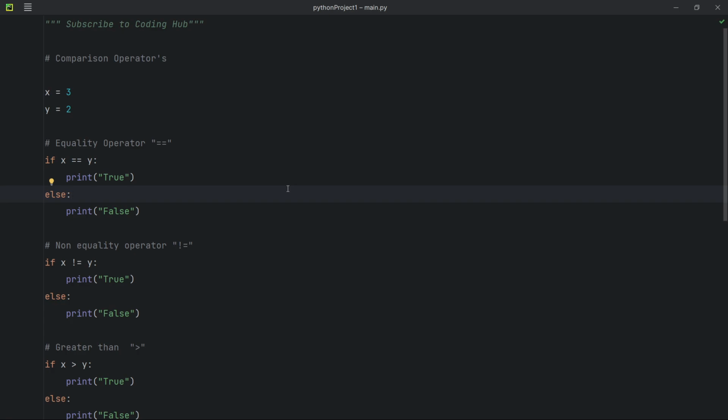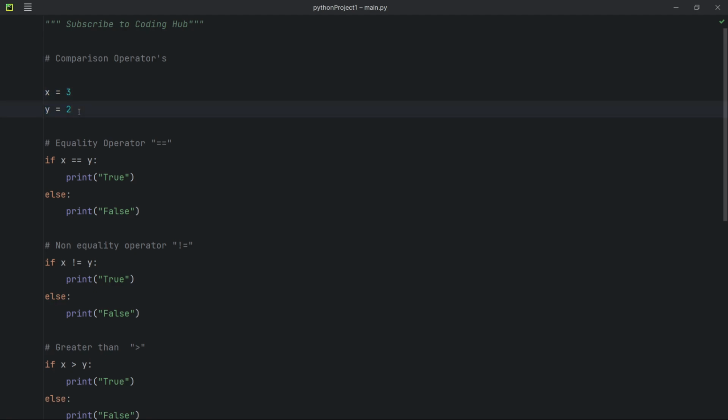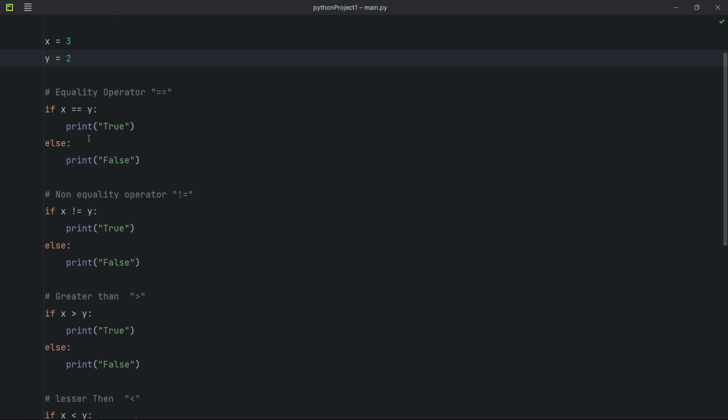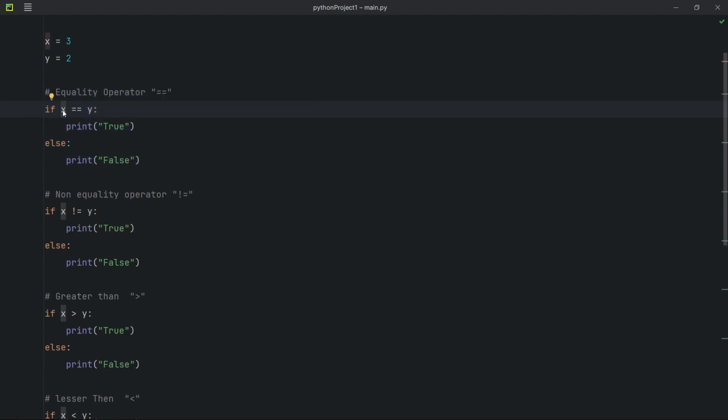So the motive of today's video is to understand the basic comparison operators in Python. For that we have considered two samples, x and y. Now x has been initialized with 3 and y has been initialized with 2. Now let us jump into the first operator, which is the equality operator. Now equality operator basically checks equality between two operands.